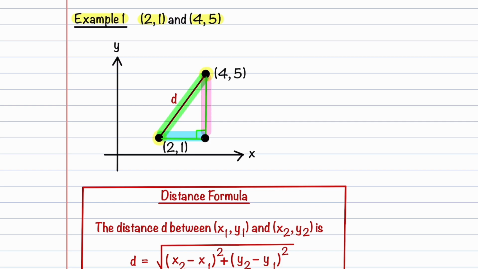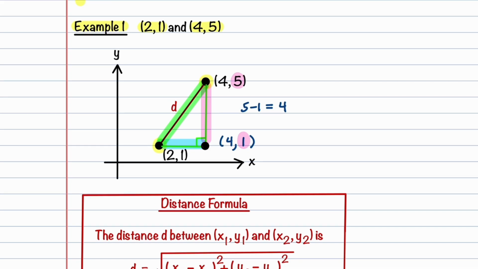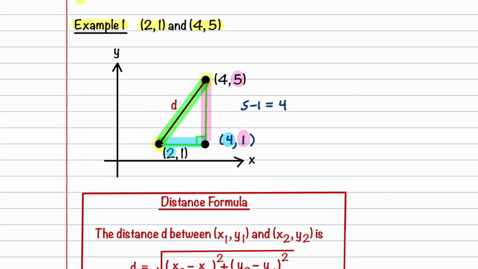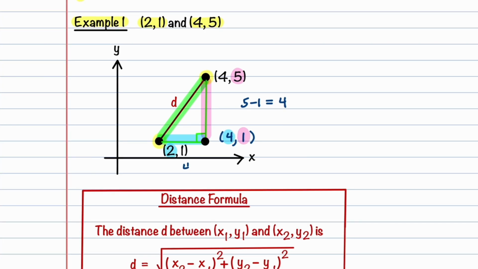To calculate these 2 lengths, we're going to have to make a note that this point here is equal to 4,1. The length of our right leg, the one that I highlighted in pink, is equal to 5 minus 1. Let's write that down. 5 minus 1, which is 4. Let's now calculate the length of the bottom leg, which I highlighted in blue. This length is equal to 4 minus 2, which is equal to 2.